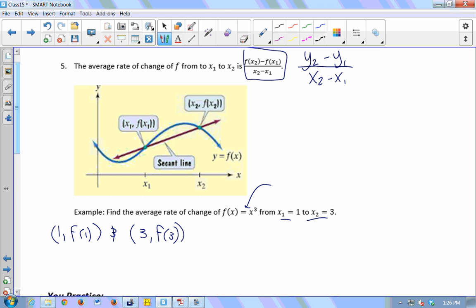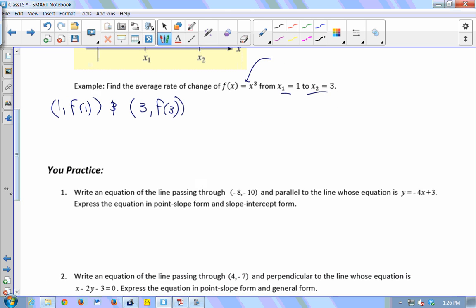Okay. So if I plug a 1 into x cubed, I get 1. And if I plug a 3 into x cubed, what do I get? 27. So these are the 2 points I'm trying to find the slope between. Average rate of change for the function x cubed from x equals 1 to x equals 3.